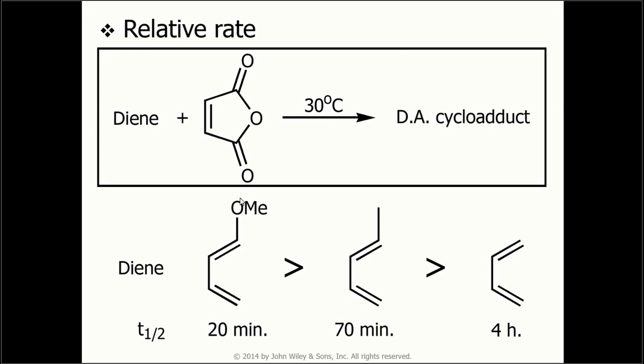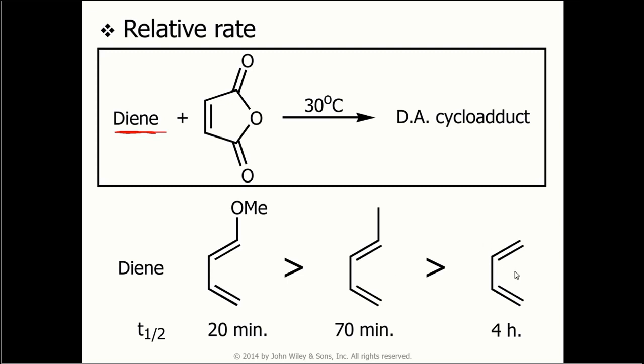Let's talk about relative rates for Diels Alder reactions. So the reaction of a diene with a given substrate to form a Diels Alder cycloadduct. So we're going to take a given dienophile and change the diene. Imagine doing this series of experiments. You go in the lab, you start out with maleic anhydride, and you are going to react this dienophile with a series of dienes. So we have diene on the left, diene in the middle, and diene on the right.